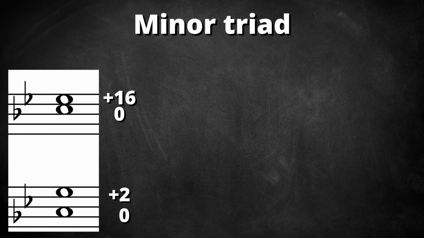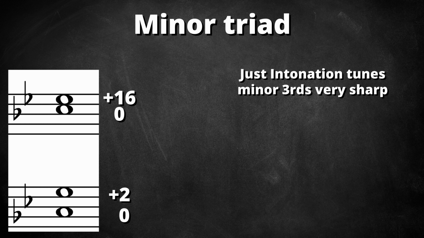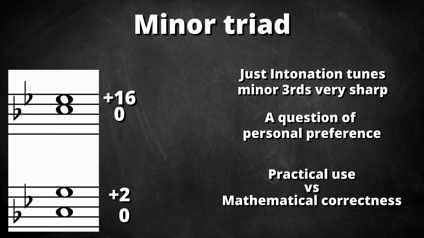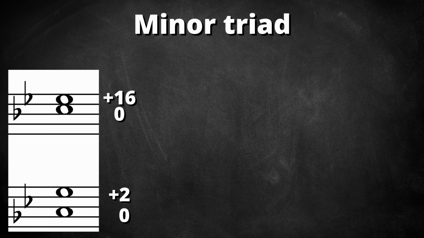When talking minor chords and just intonation, I find it very difficult to agree on how to tune different chords. This is of course a question of personal preference, but also a question of practical use versus mathematical correctness. But I find that the chord sounds better and more natural at around +7 cents. Let me know in the comments how you usually tune minor chords.